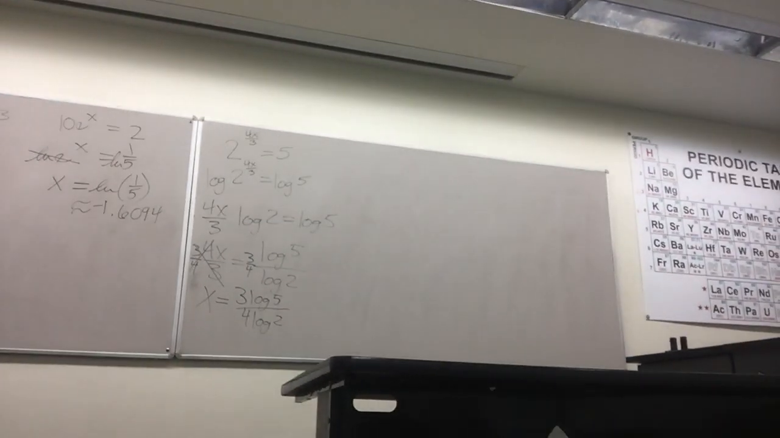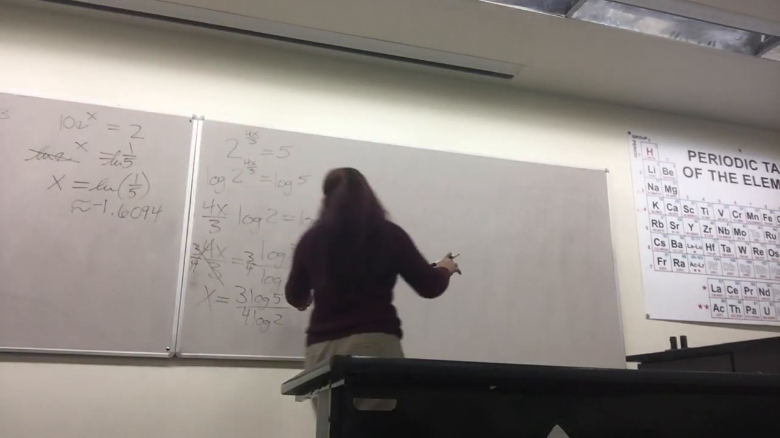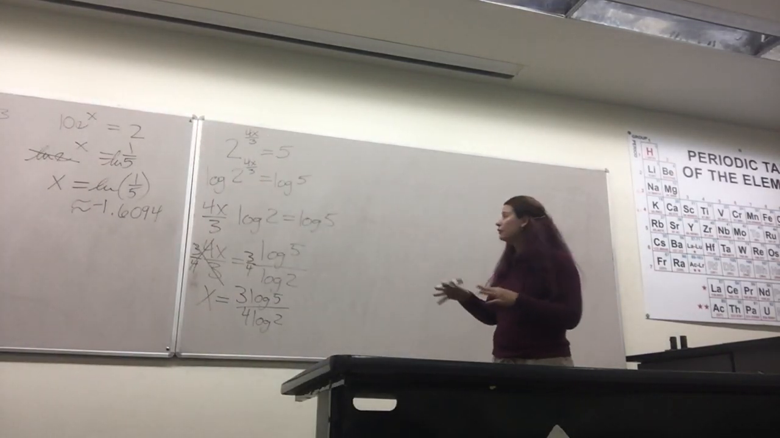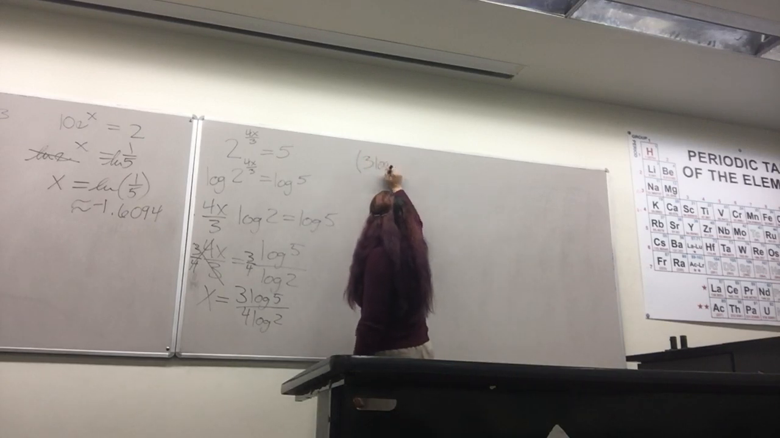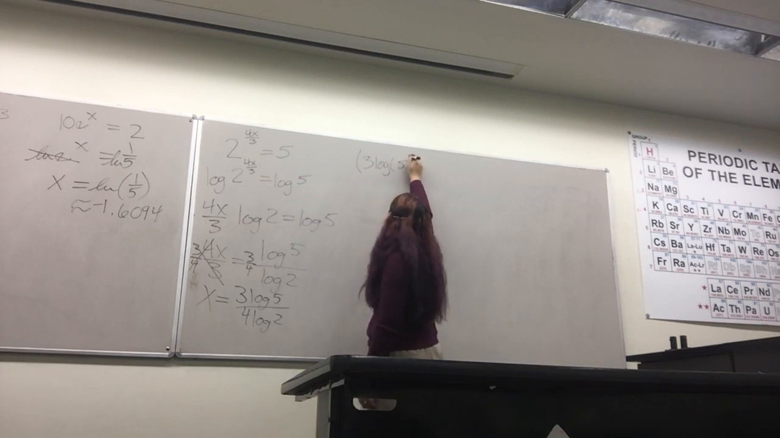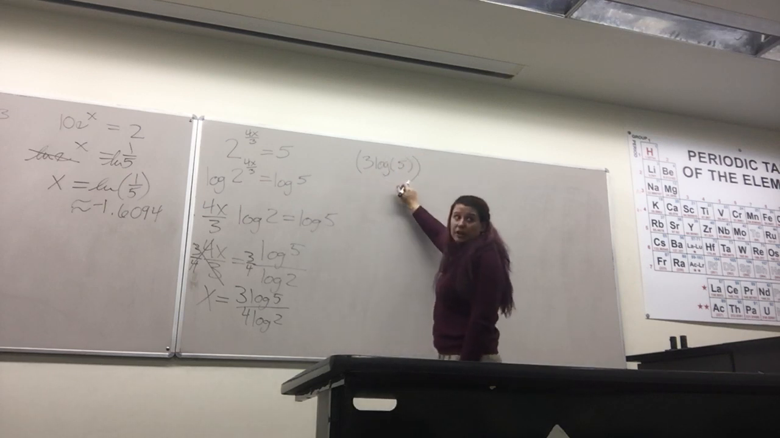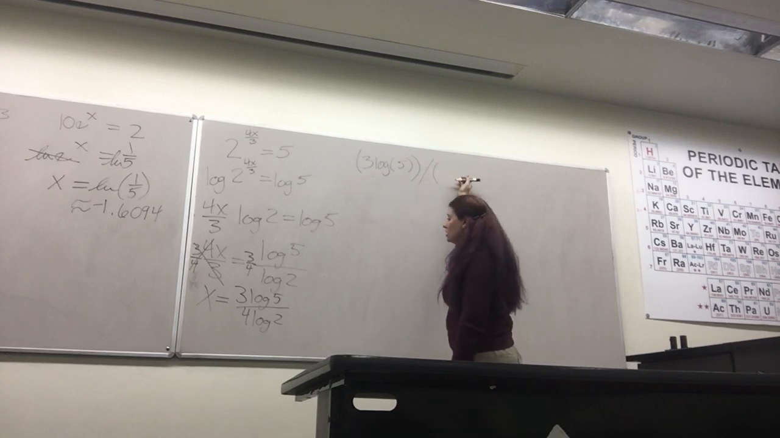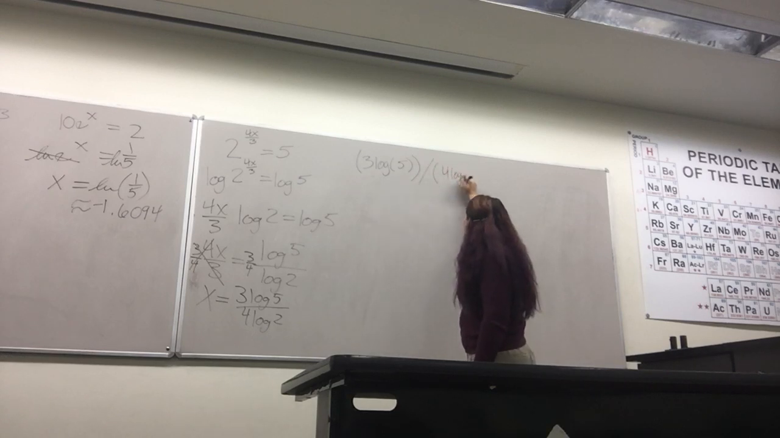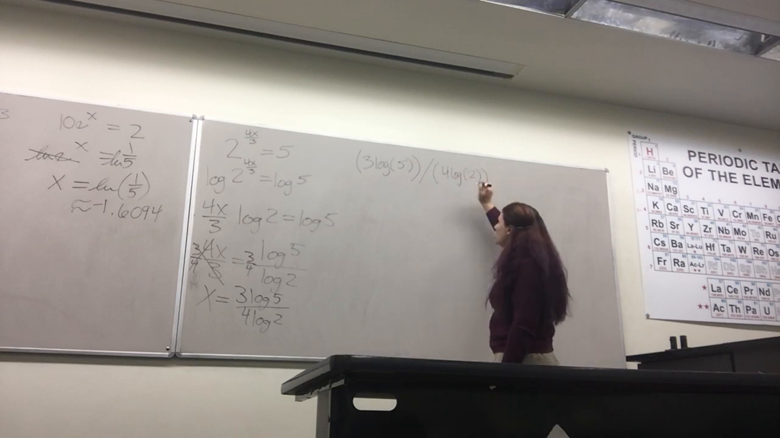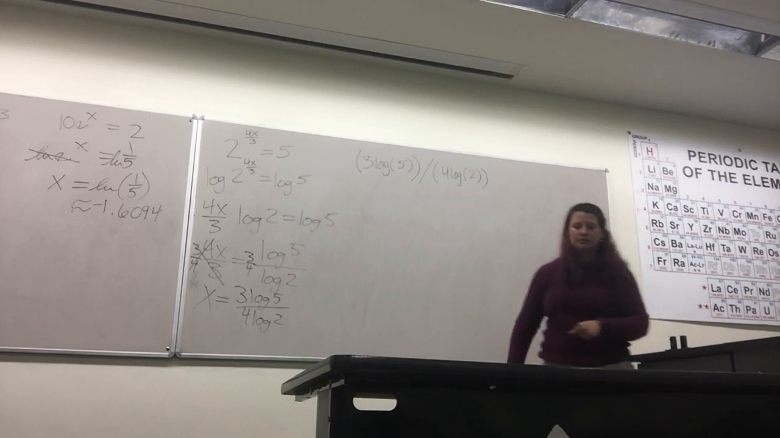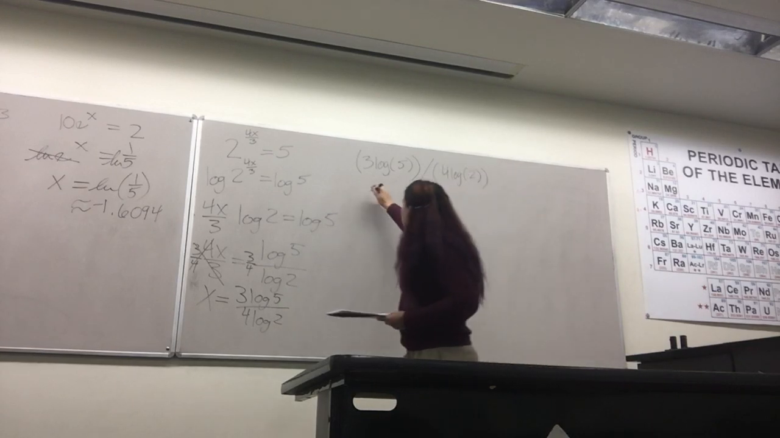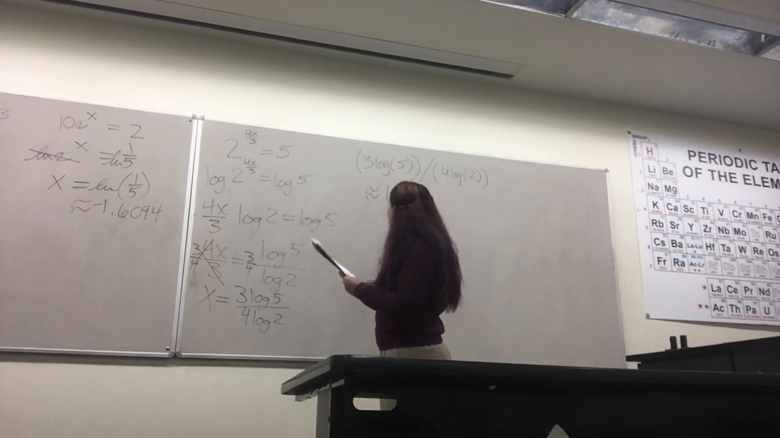So, how you would want to type that in so that you don't have to do it in pieces, because then your rounding will be off. That would be open parentheses 3 log of open 5 close the numerator, divide by open the denominator 4 log of open 2 close the denominator. That will give you the exact answer, which is approximately 1.7414.